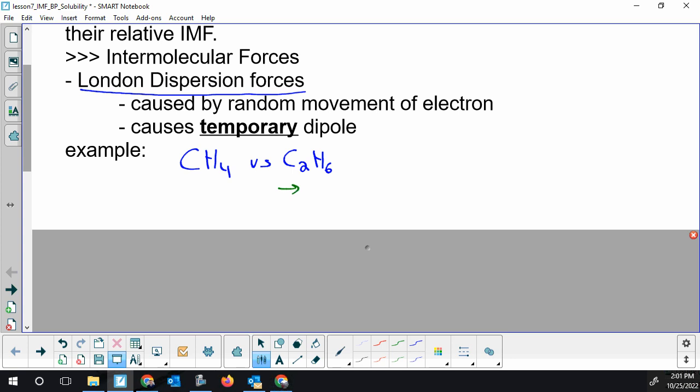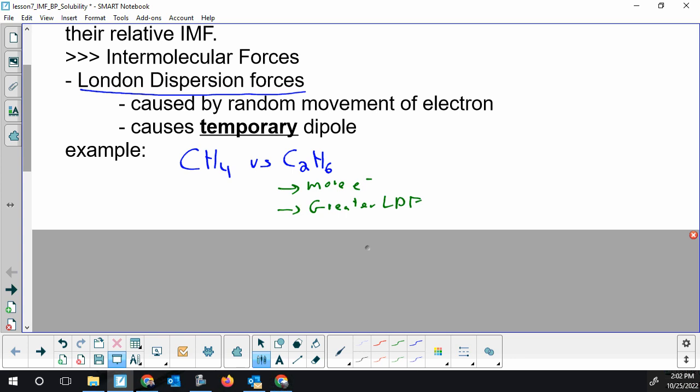We don't actually have to count electrons to know which molecule is going to have more. The C2H6 has more carbons, it has more hydrogen, so there are more electrons in C2H6 than there are in CH4. More electrons will cause a greater London dispersion force between a whole bunch of ethanes compared to a whole bunch of methanes. So that's our first force, and essentially the bigger the hydrocarbon gets, the higher you're going to see its boiling point get.